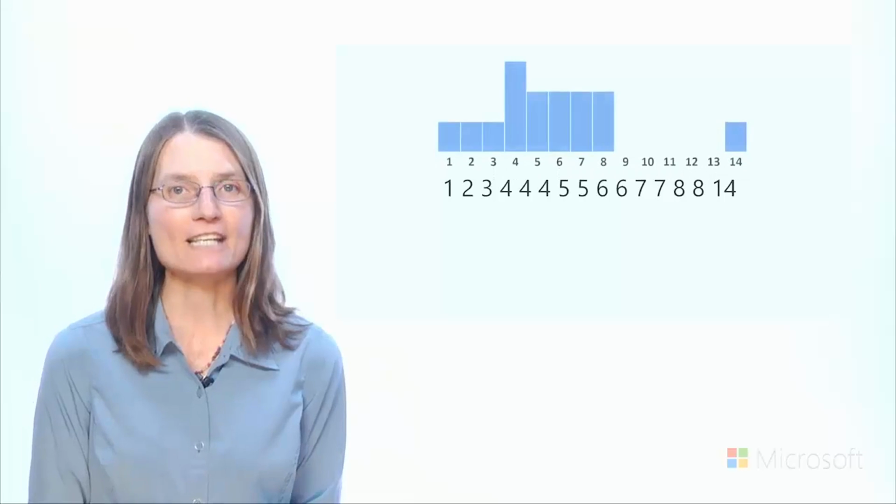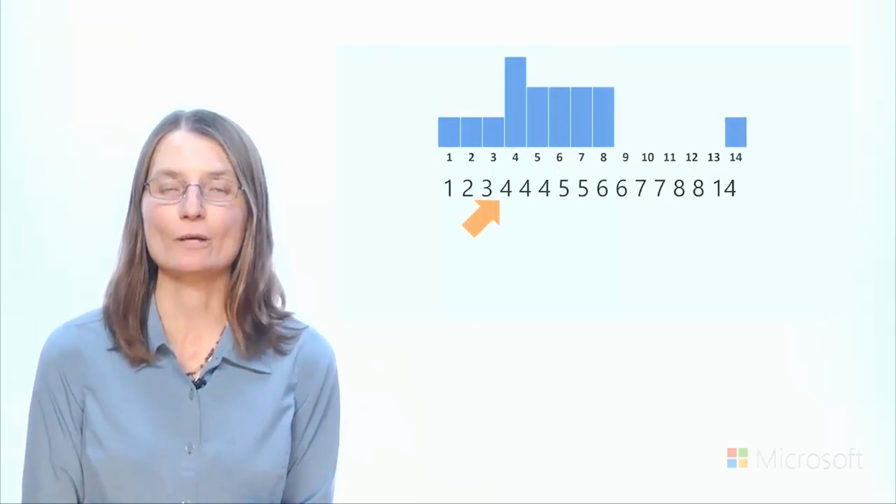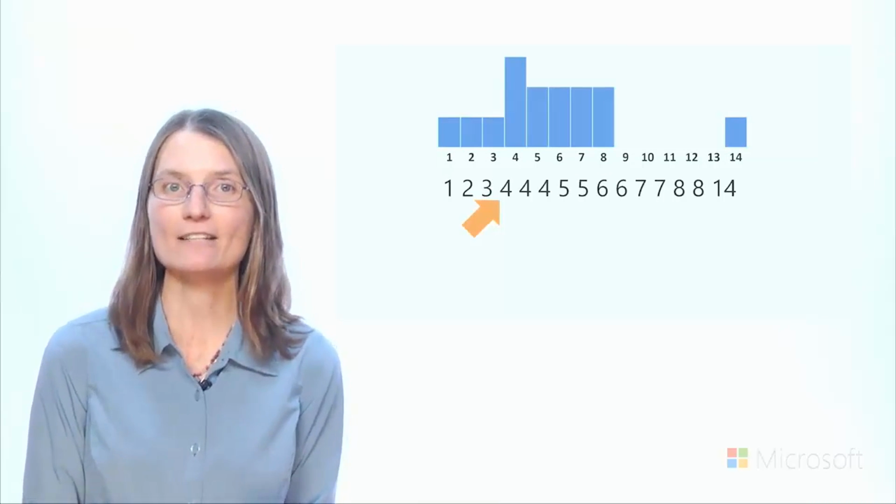So let's take a look at an example. Suppose we have the following set of data, and it looks like this. So the question is, is 14 an outlier? There are 15 values in this data set. To find the first quartile, we need to divide 15 by 4, which is 3.75. So we count over 3.75 values from the left in the data set.